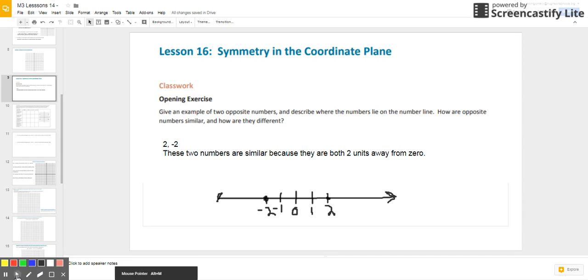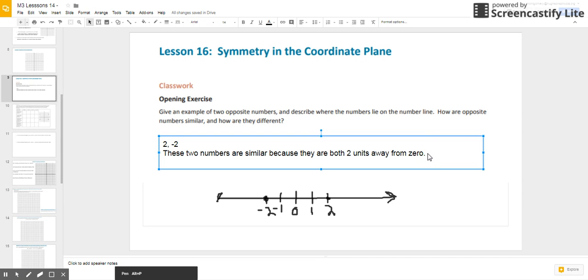Well, how are they different? Even though they're both 2 units away from 0, they're different because they're going in opposite directions from 0, or they're on opposite sides of 0. So I talked about how they were similar. Now we're going to answer the second question on how they were different, because they are opposite numbers, so they're on opposite sides of 0.